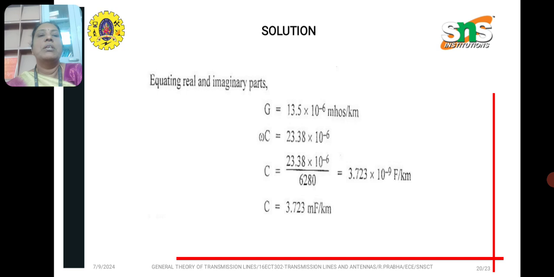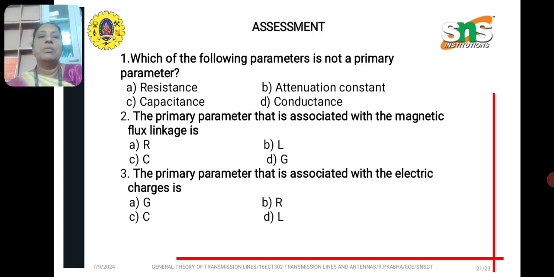So equating real and imaginary parts, we get G value as 13.5 into 10 power minus 6 mhos per kilometer. C is 3.723 millifarads per kilometer.